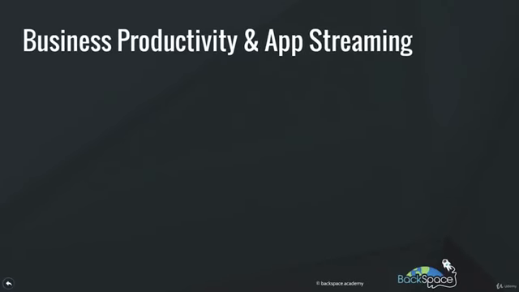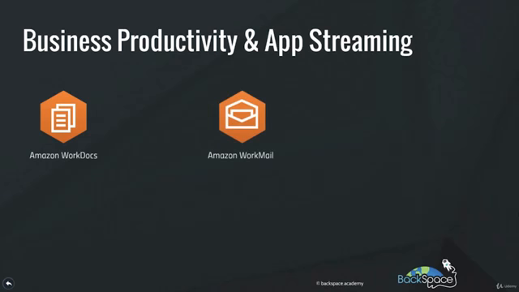So let's have a look at the business productivity and desktop streaming applications. Amazon WorkDocs is a secure, fully managed file collaboration and management service in the AWS cloud. The web client allows you to view and provide feedback for over 35 different file types, including Microsoft Office file types and PDF. Amazon Workmail is a secure, managed business email and calendar service.